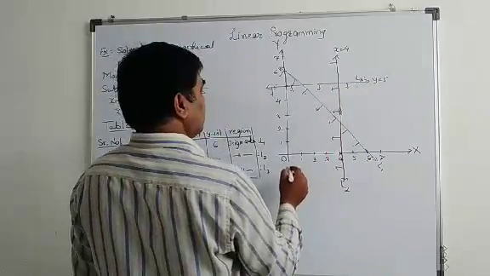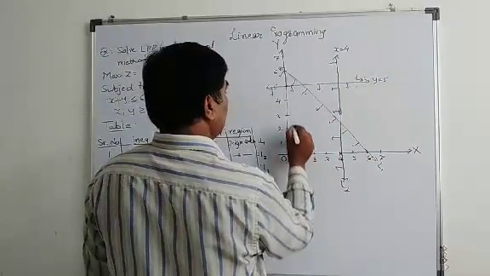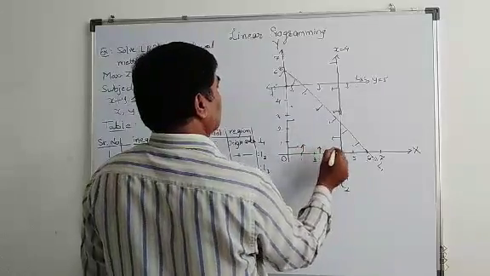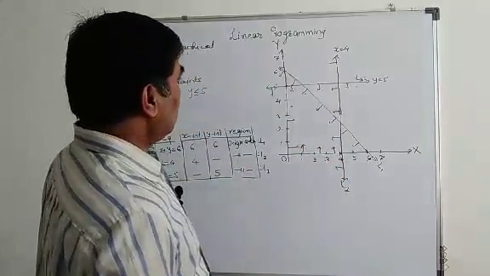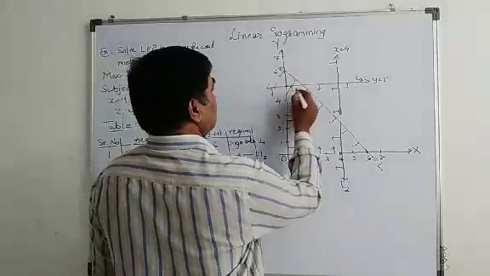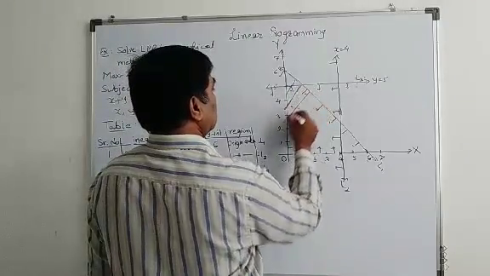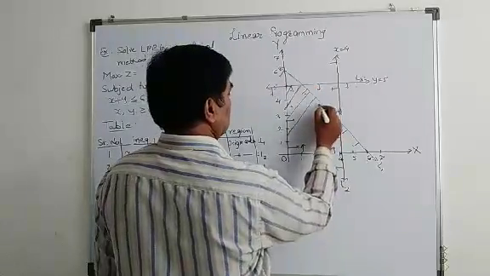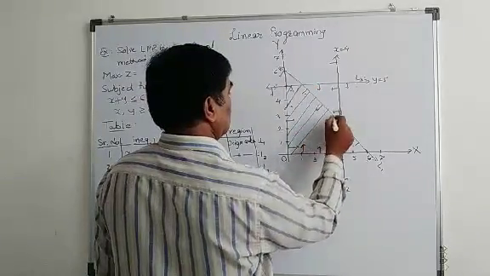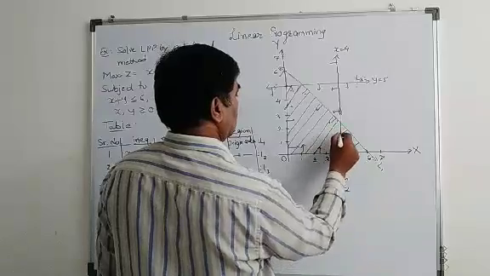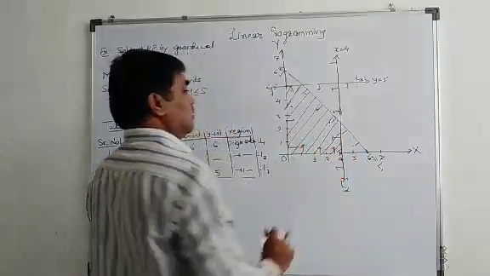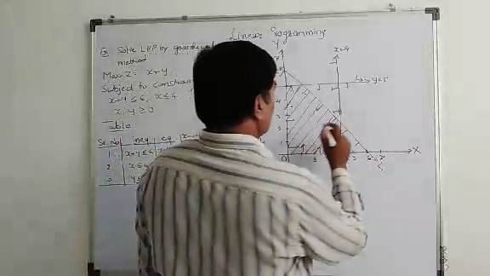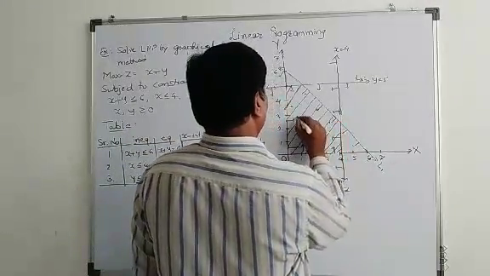Again you are given x greater than or equal to 0, which means this side, and y greater than or equal to 0, which means this side. What is the common region? The common region is nothing but this. This is our common region. So this is the feasible solution.